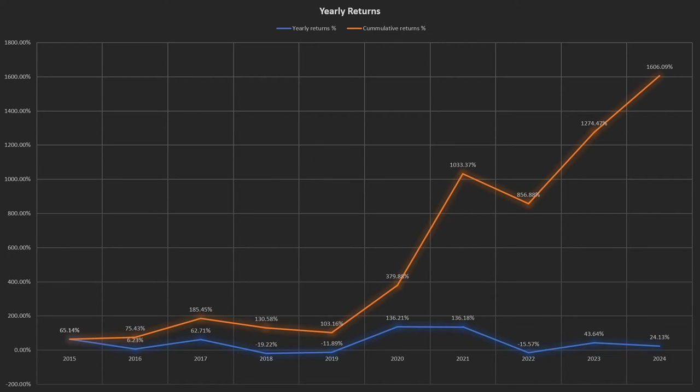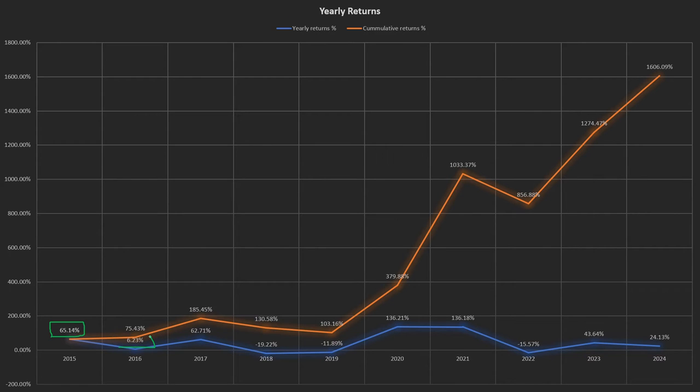So this is the first graph, the yearly returns graph. In this graph, there are two lines, the blue line and the orange line. The blue line shows the yearly returns in percentage, whereas the orange line shows the cumulative returns. So for example, in 2015, this sector gave a yearly return of 65.14%. So very good returns in 2015.